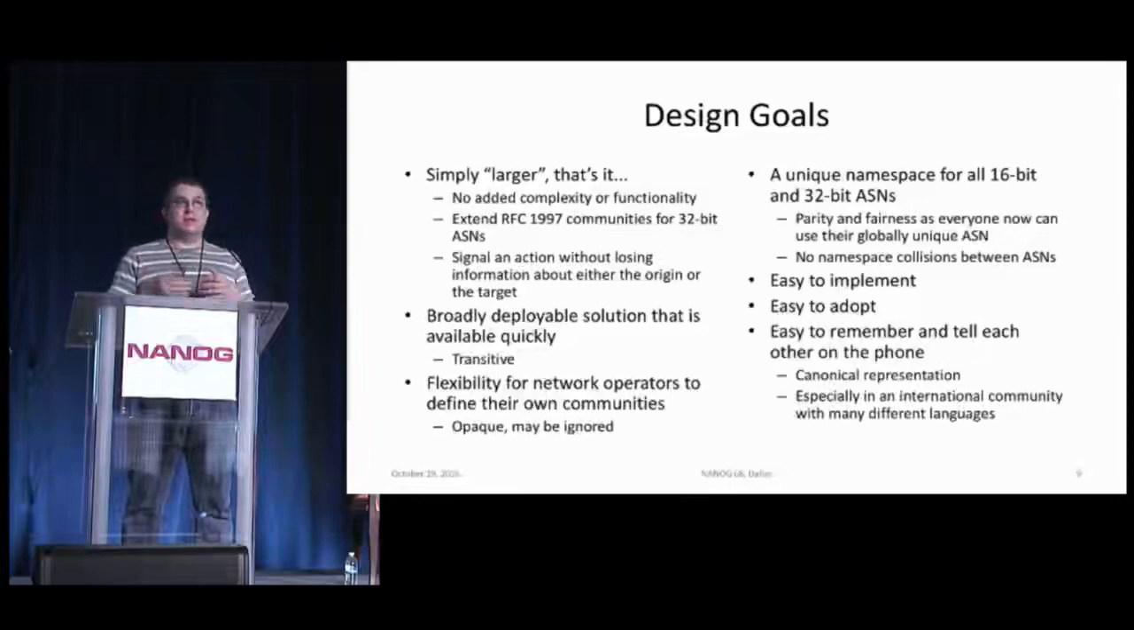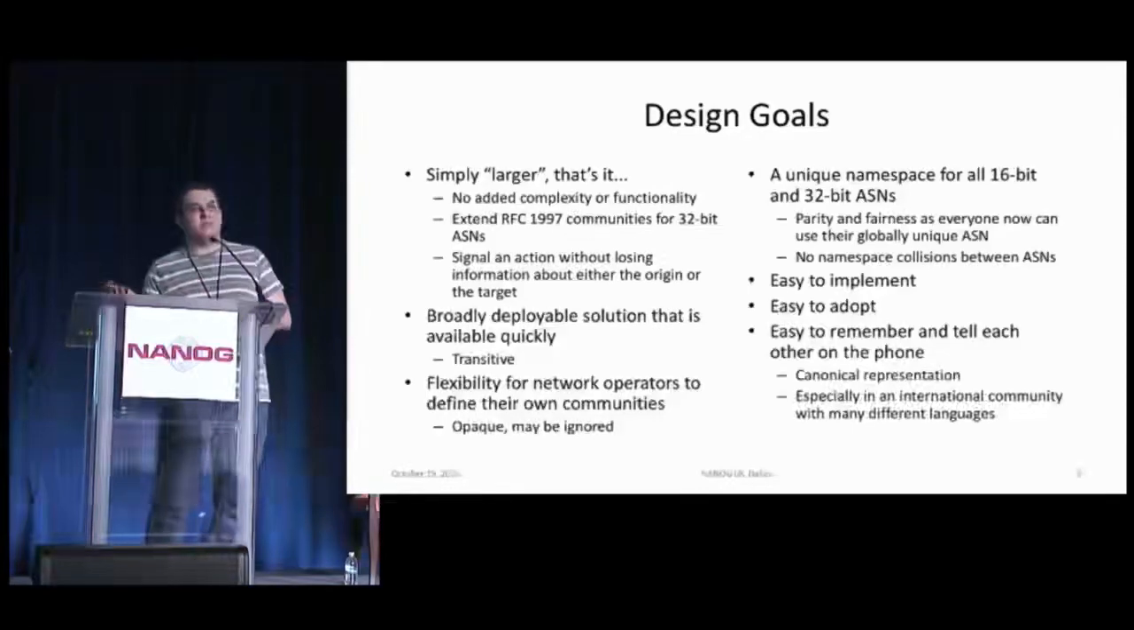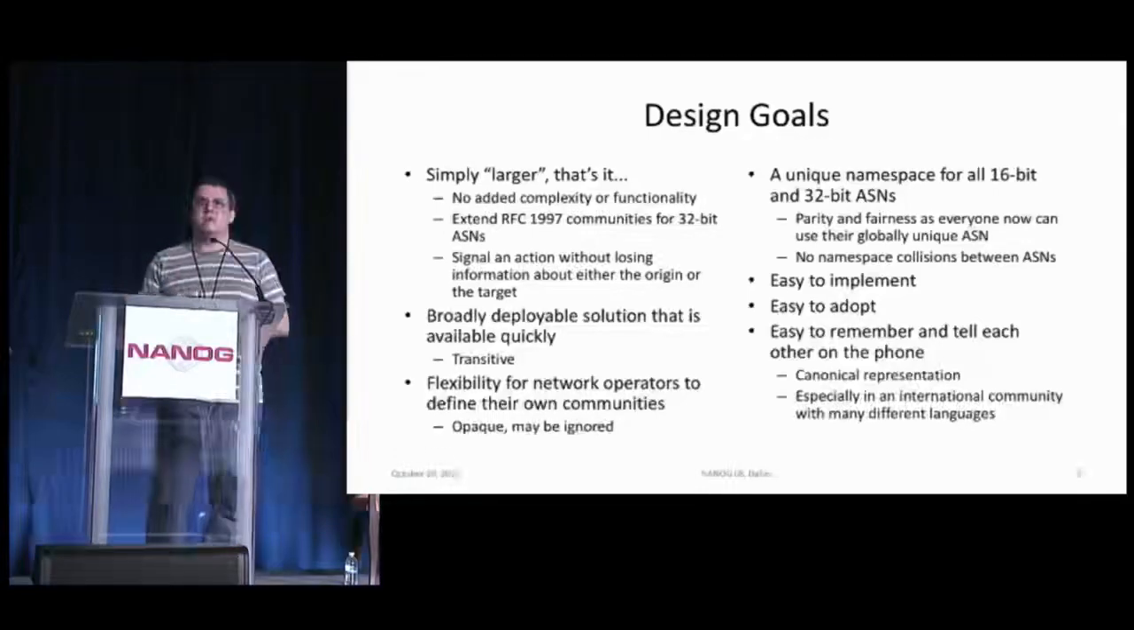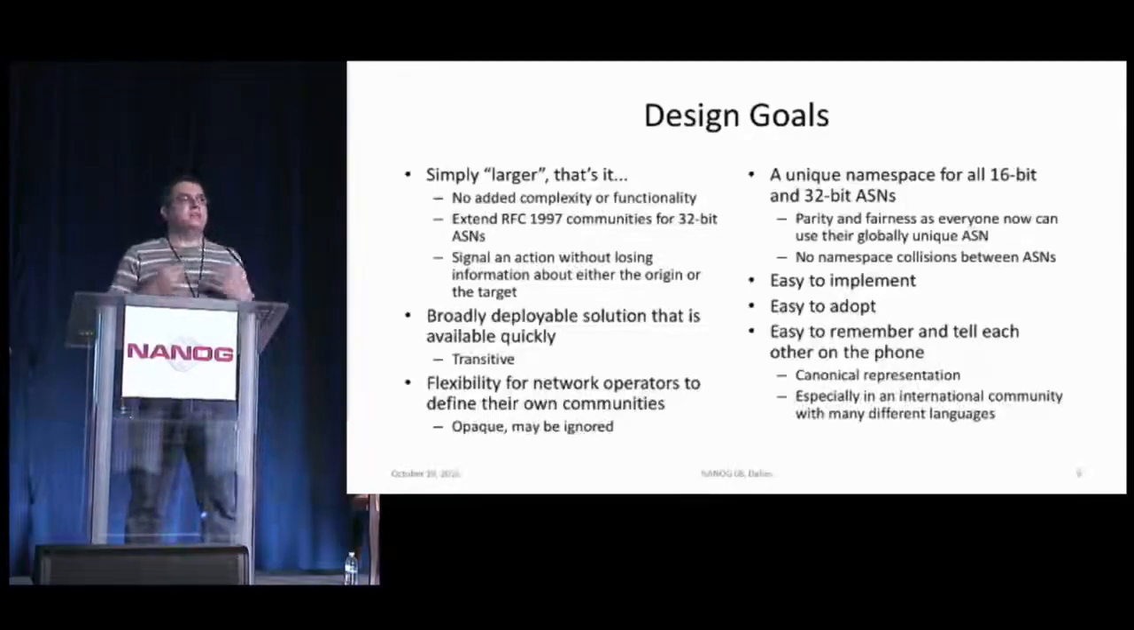We want to do something that's easy to implement, easy to adopt, easy to remember. The canonical representation is very easy to remember, easy to say on the phone, or to tell people that have international language difficulties. And most of all, this is something that Joe Provo pointed out too, it provides parity and fairness to people that have a 32-bit ASN because they can now use the same signaling that other people can that have 16-bit ASNs.